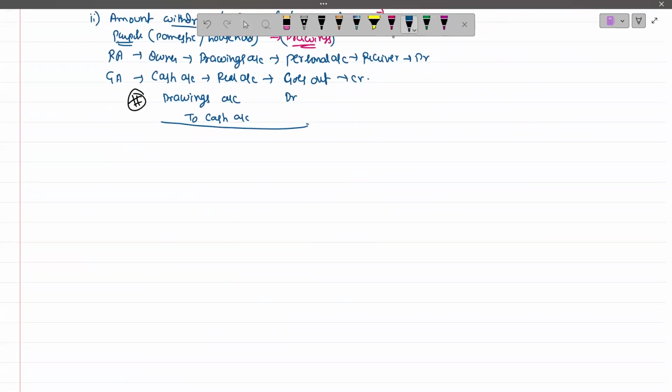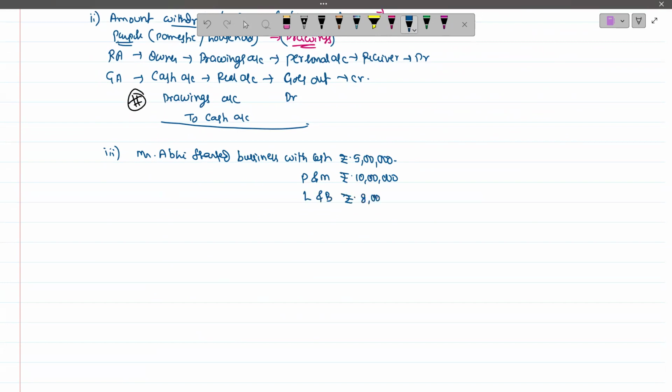Okay, and next, for example, Mr. Abhi started business with cash 5 lakhs, plant and machinery 10 lakhs, land and building 8 lakhs. He brought three items into the business at a time.